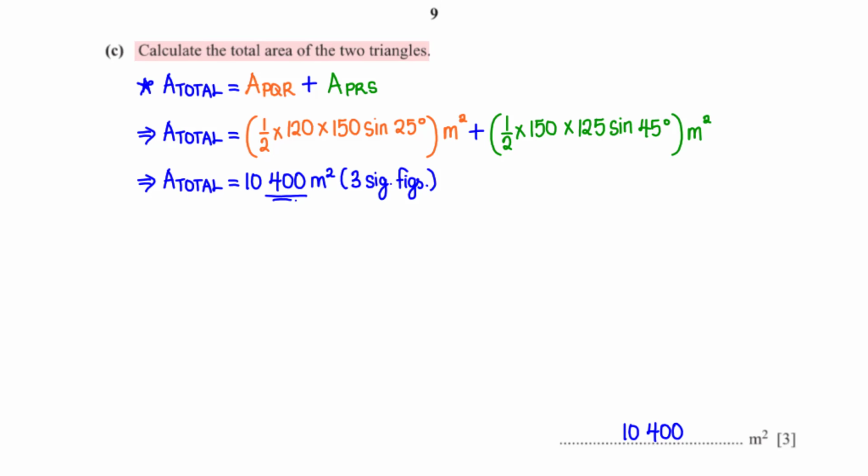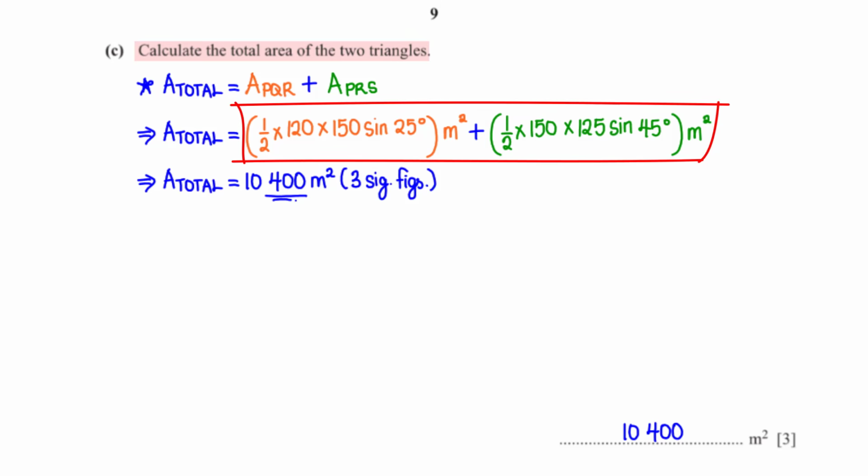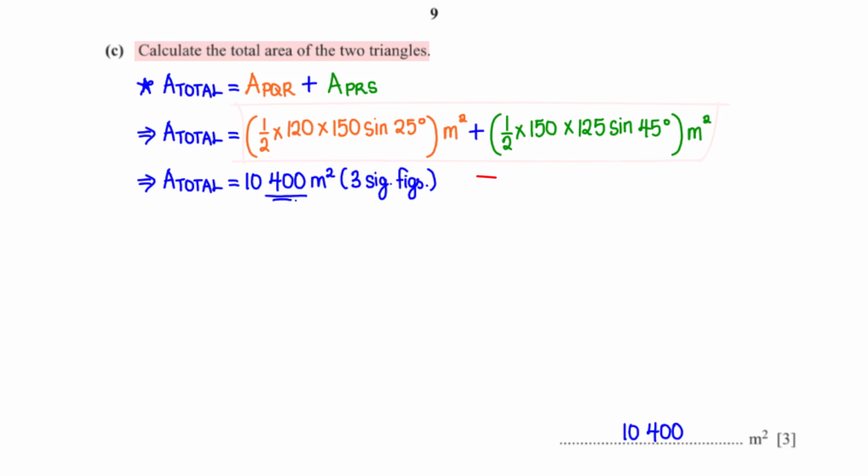Calculate the total area of the two triangles. All we need to do is apply the formula for the area of a triangle, which is half ab sine theta, to both of the triangles. For triangle PQR, we have half times 120 times 150 times sine 25 degrees. And for triangle PRS, we have half times 150 times 125 times sine 45 degrees. When we type this into the calculator, we get 10,400 meters squared, correct to 3 significant figures.